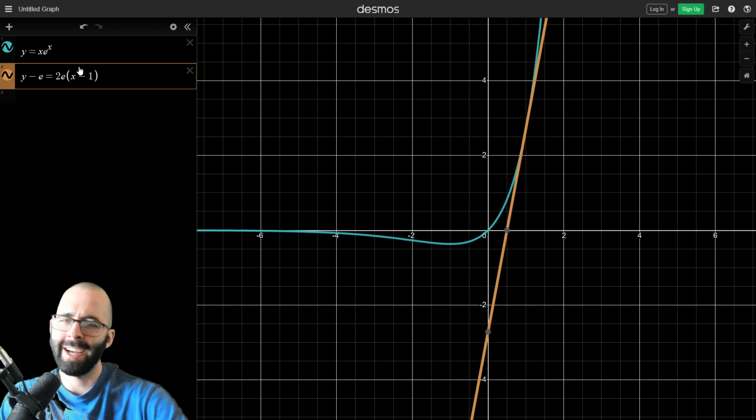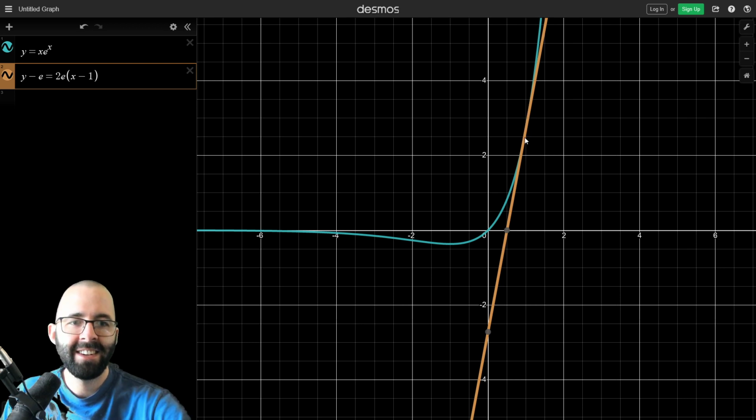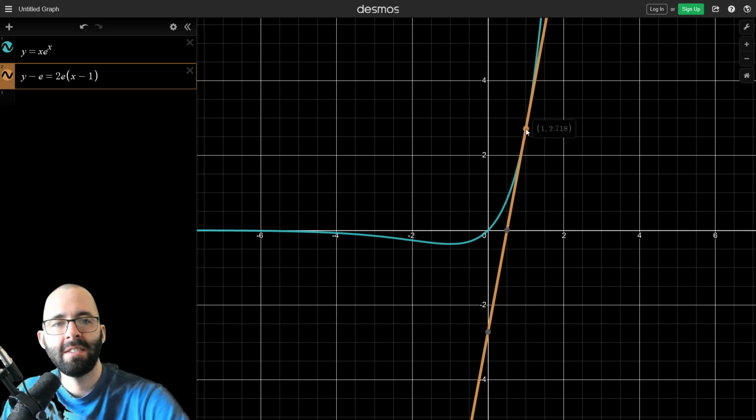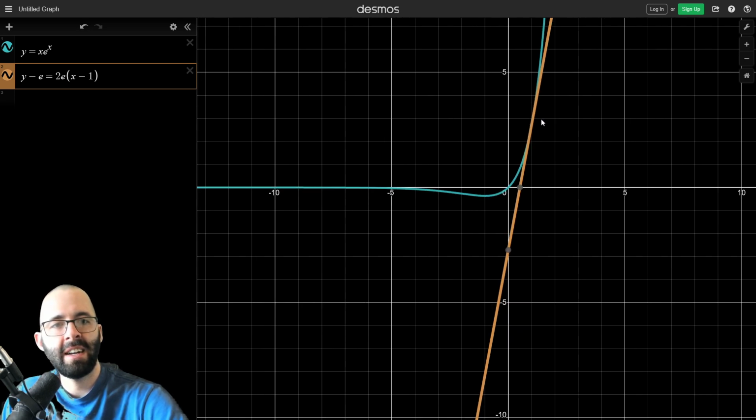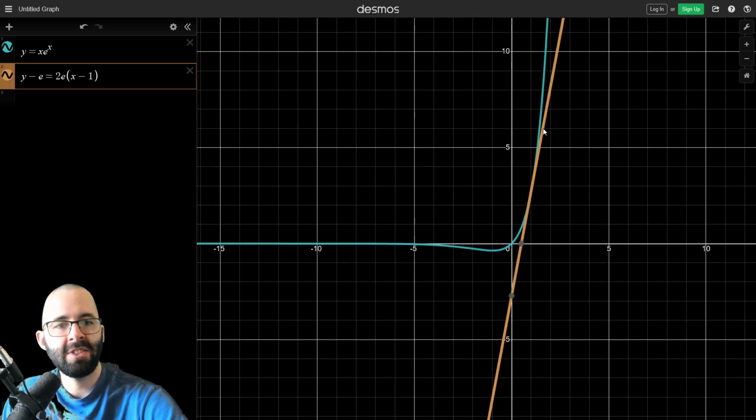Oh, look at that. That looks nice. It should be tangent at the point 1 comma e, 2.718. There you go. Got that nice tangent line right here. Again, it just kind of kisses it. Just kind of skips across.